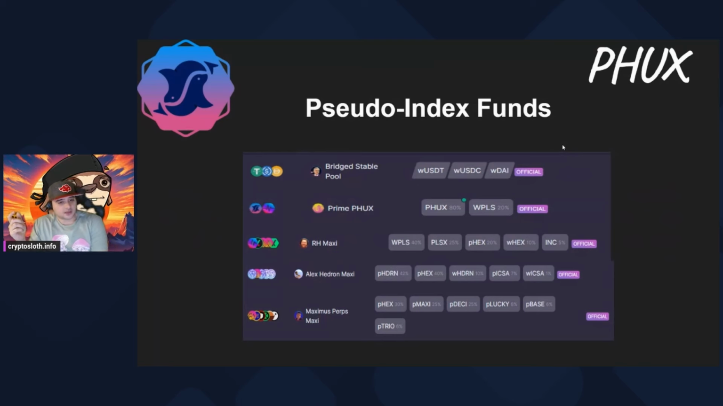Now, one cool thing about the liquidity pools on the PHUX DEX is that I like to call them pseudo index funds. They're not really index funds, but they kind of act like it. The reason is that you're holding more than one token in these liquidity pools, and typically those tokens are related to each other.